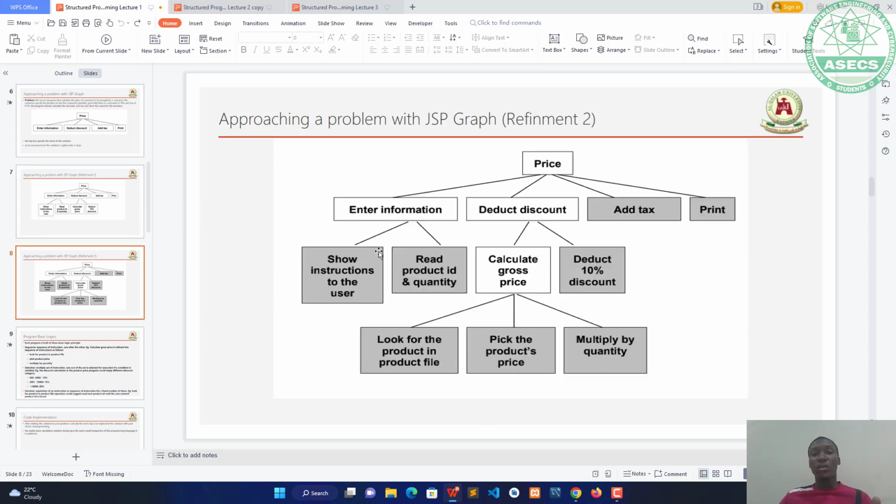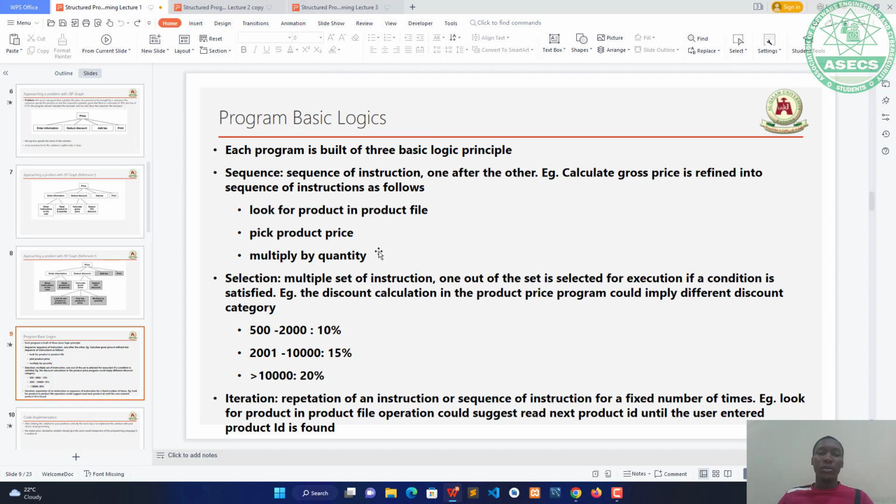Okay, enter the information. A nuna instruction, daga instruction sai me a karanta product ID, a karbi quantity nashi, a yi calculating gross price, a cire discount, a saka tax, a yi printing. As you can see, it is a process that is going on one after the other, one after another. That's just a sequence from top to bottom. And that's it. So let me look for the definition here. It's a sequence of instruction, one after the other.